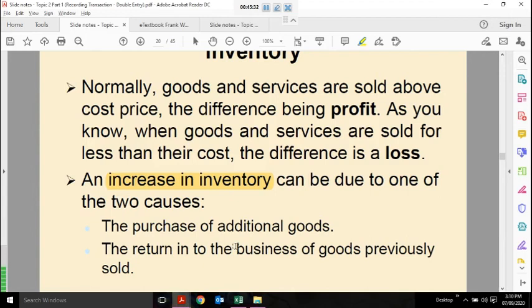Let's say I'm just a reseller of laptops. I buy from, let's say, Dell. I buy 100 units of Dell laptop, model ABC. Therefore, in my inventory it will increase. The second reason is the return into the business of goods previously sold. This is another condition. First, definitely the purchase, now the return.